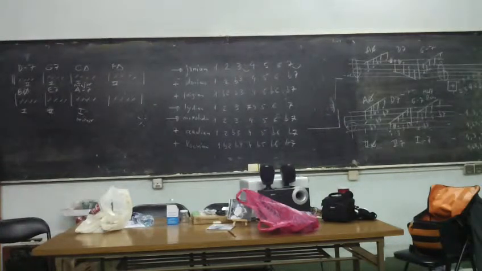Okay, so Dorian is the second mode. So if the second mode is Do, C, this is the second mode of B flat. So I'm playing B flat major scale. So your fingers know, if you play B flat major scale in the conservatory, your fingers know how to go.